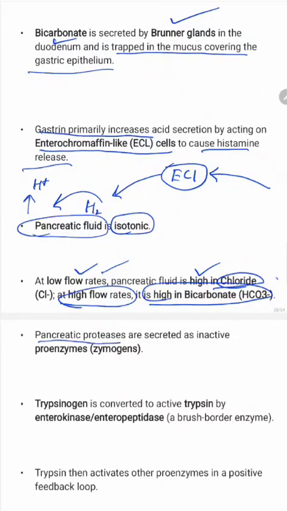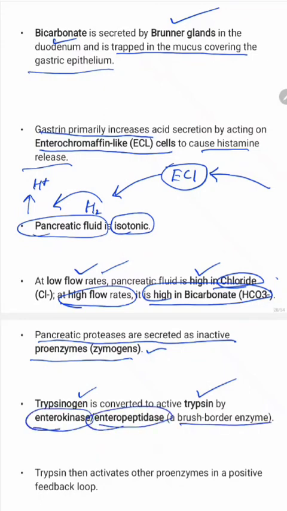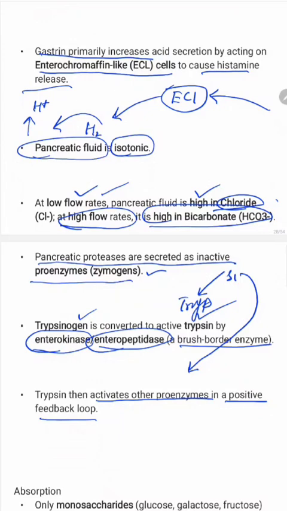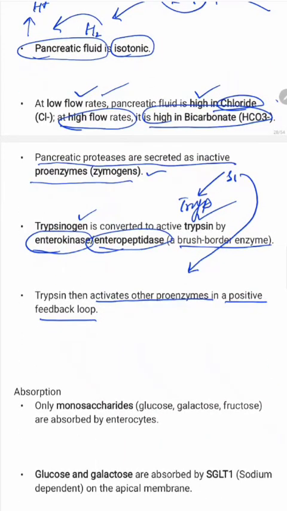Now, pancreatic proteases are secreted as inactive proenzymes, that is zymogen. Then trypsinogen is converted to active trypsin by enterokinase or enteropeptidase, a brush border enzyme. Okay, it is present in the lumen. Now, trypsin then activates other proenzymes in a positive feedback loop. So this is trypsinogen. Trypsinogen is activated, then it activates a series of enzymes, and these work in protein digestion.